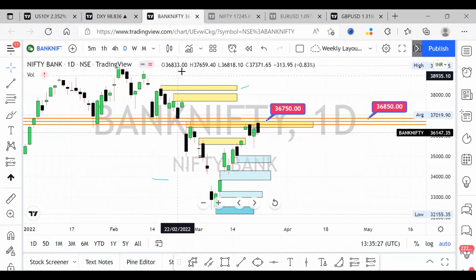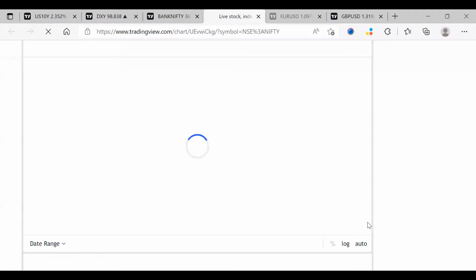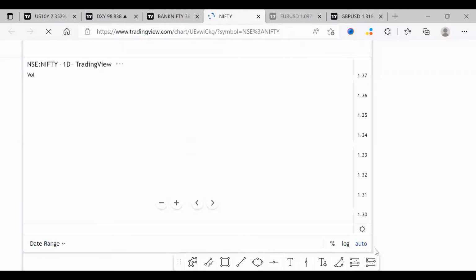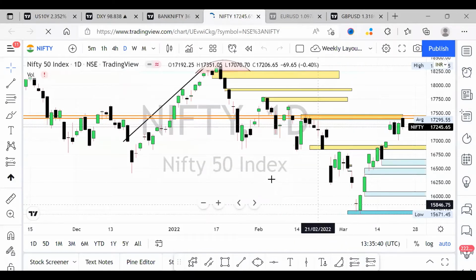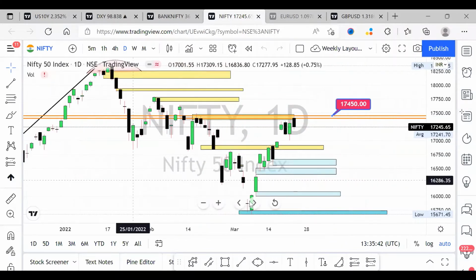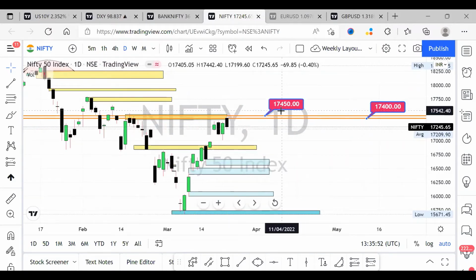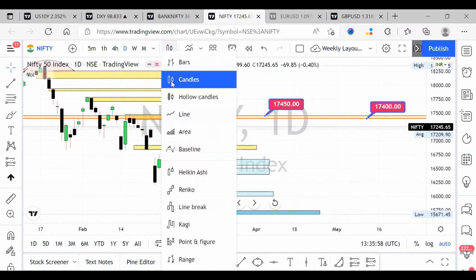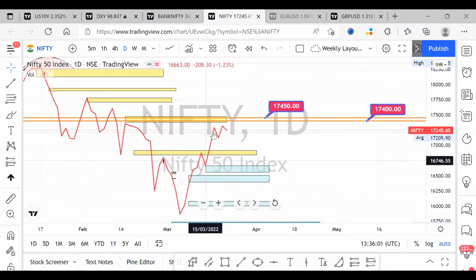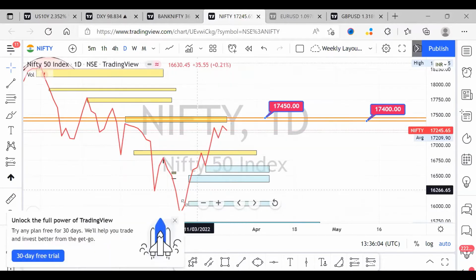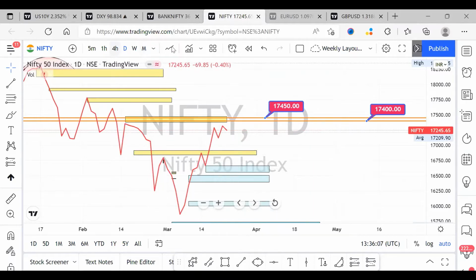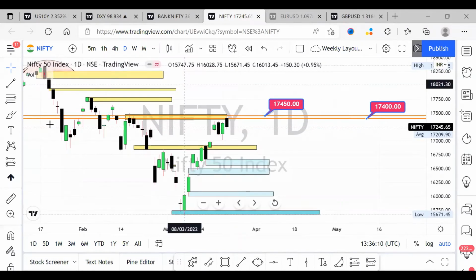Okay, so let's go back and now let's look at the Nifty. The Nifty itself, as you can see here, same as the Bank Nifty, was in a bullish area a couple of days ago. Now it's going into a bearish area. It dropped from 17,450. It also dropped from 17,400. If we now look at this from the line chart, the line is no longer going up. It's starting to go further down. So this is telling you the true correlation of understanding this.